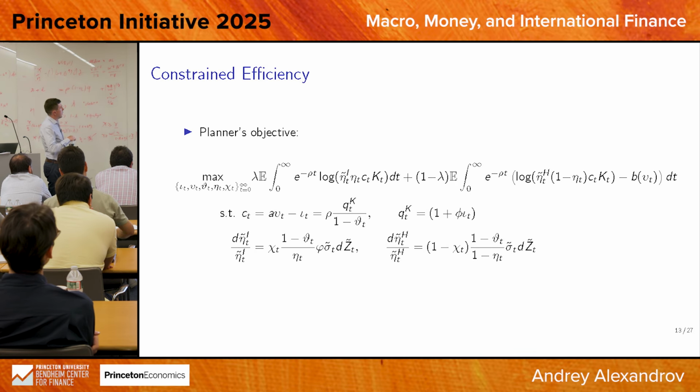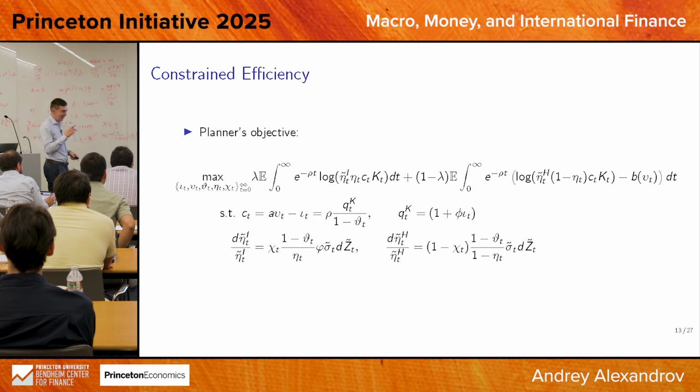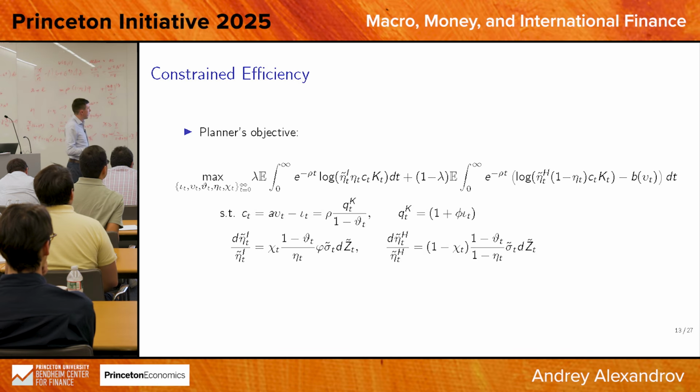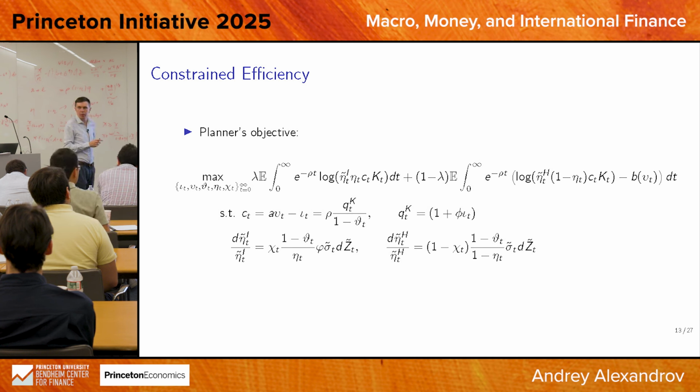So this is going to be the objective of this planner. And what the planner is trying to do is to maximize welfare, which is the discounted stream of consumption of intermediaries and households weighted with some Pareto weights, lambda and 1 minus lambda.